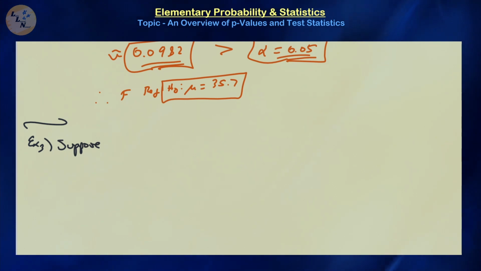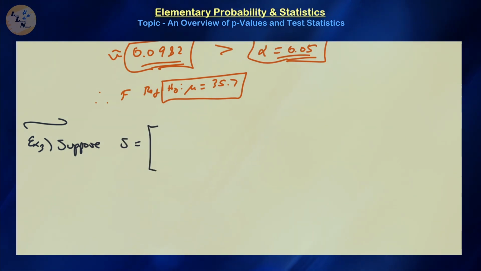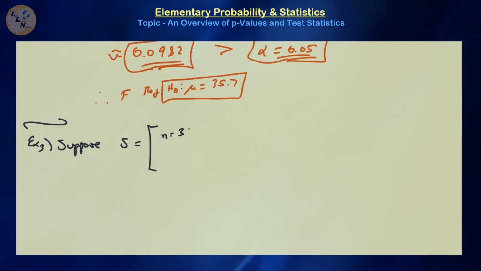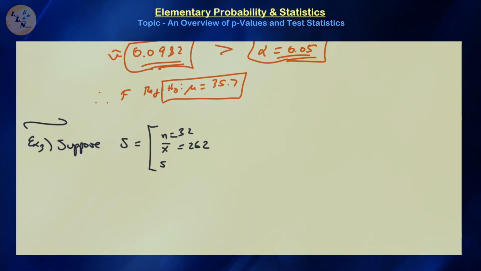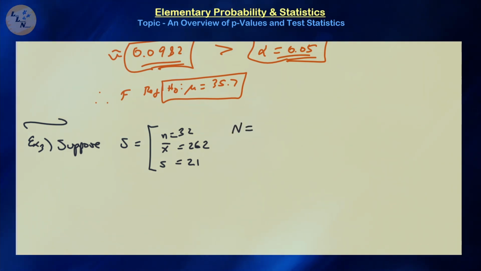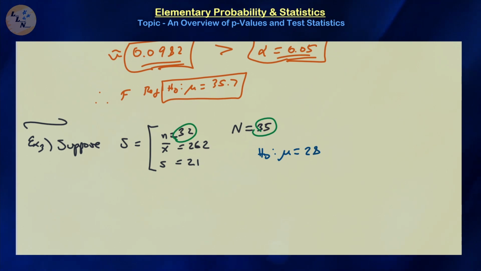So let's assume that we have a sample whose summary statistics are given by a sample size of 32, a sample mean of 26.2, a sample standard deviation of 2.1. Let's assume that we're sampling from a normal distribution, but let's also assume that we know the population size N, and that's 35. So we have 32 out of the total 35 members in our population, which is a significantly large proportion. So let's assume that someone claims that the population mean mu is equal to 28. So that's what mu 0 is going to be equal to.